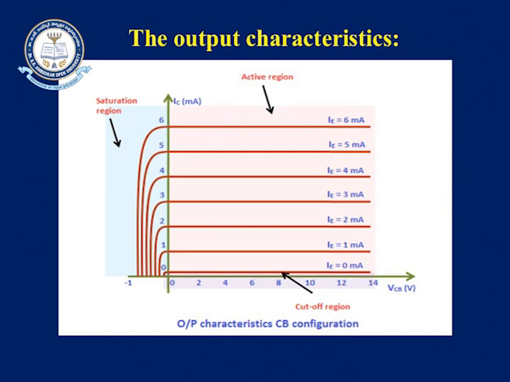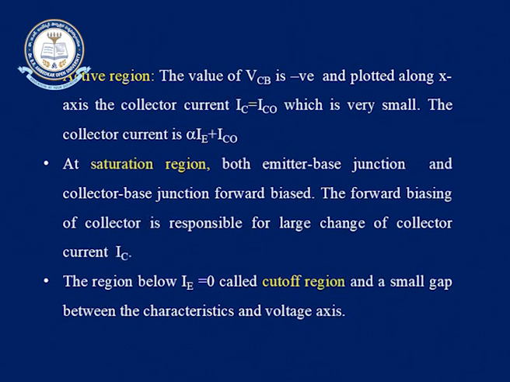So there are 3 regions in total: active region, saturation region, and cutoff region. Active region means the positive x axis is treated as the active region, and the negative x axis is treated as the saturation region. A small gap is there between the x axis and the curve for IE equal to 0 milliamperes, and that is called the cutoff region. Actually it has to touch the x axis, but it is not touching the x axis. That is the cutoff region. This is about output characteristics.